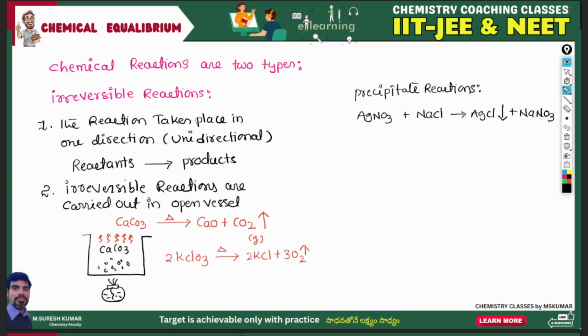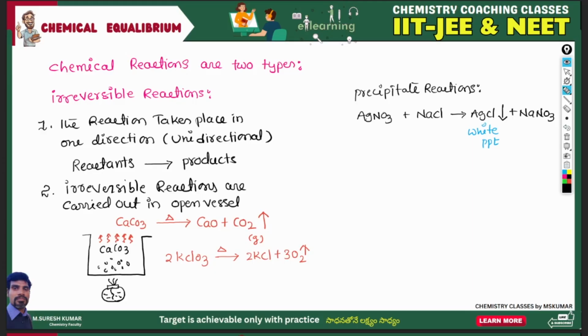Once precipitate is formed, reaction completed. It is a white color precipitate, white PPT. PPT means precipitate, an insoluble substance formed in a reaction.